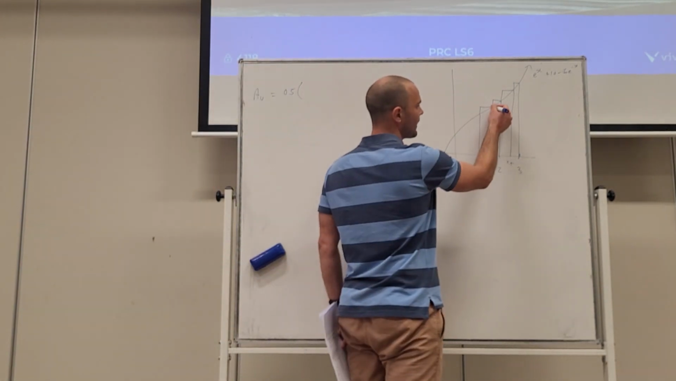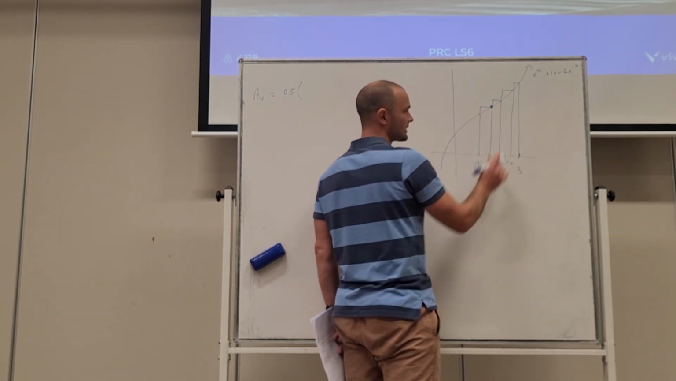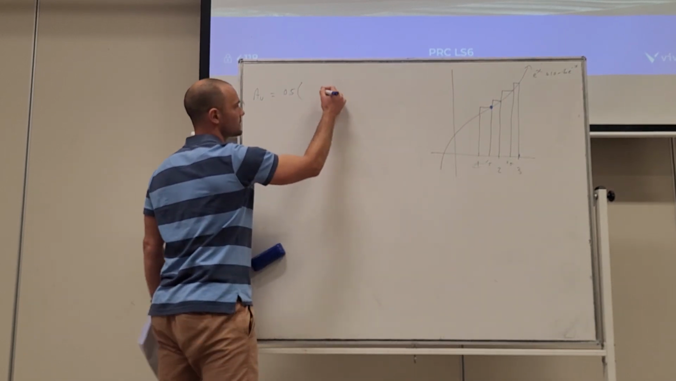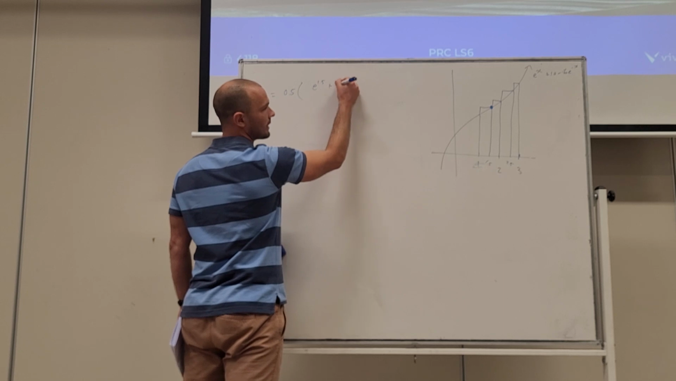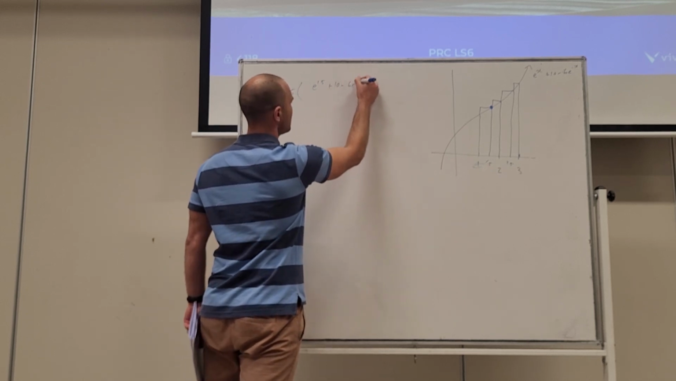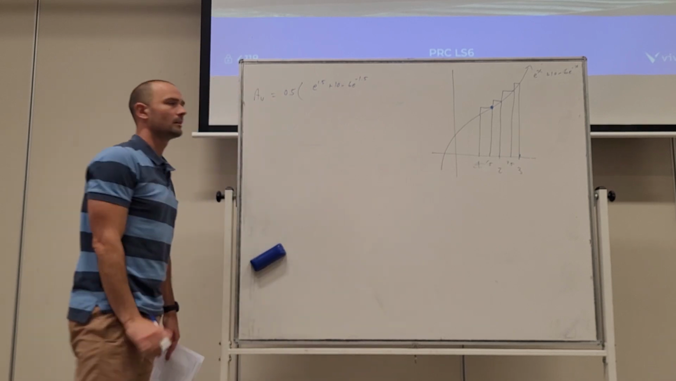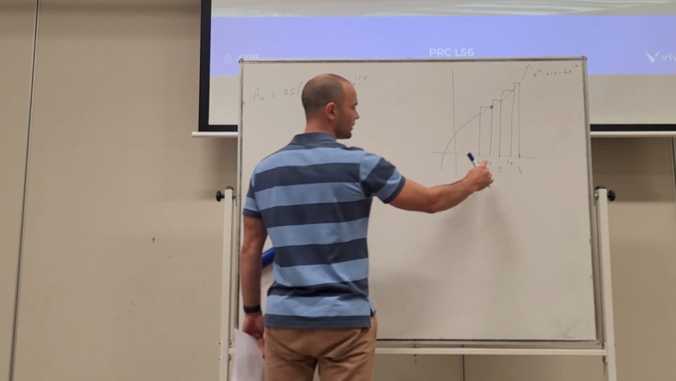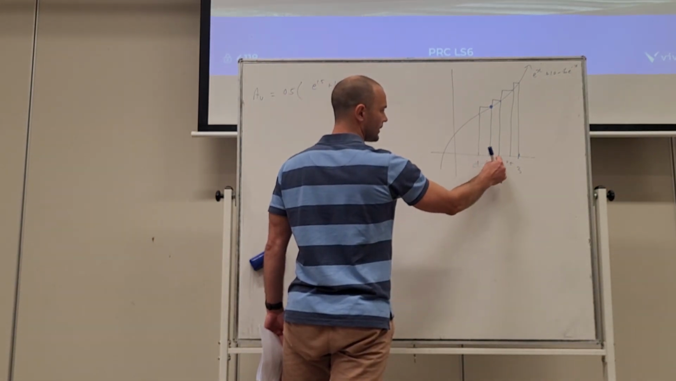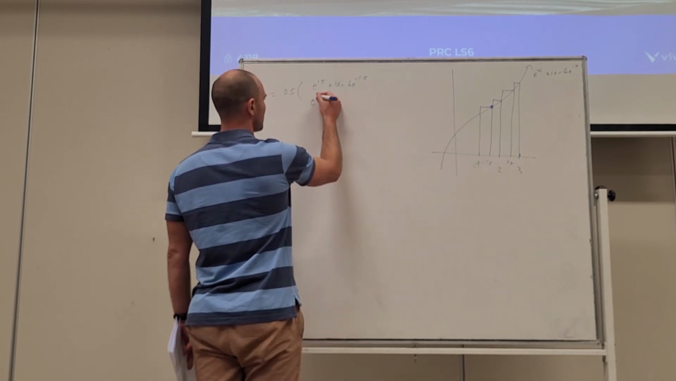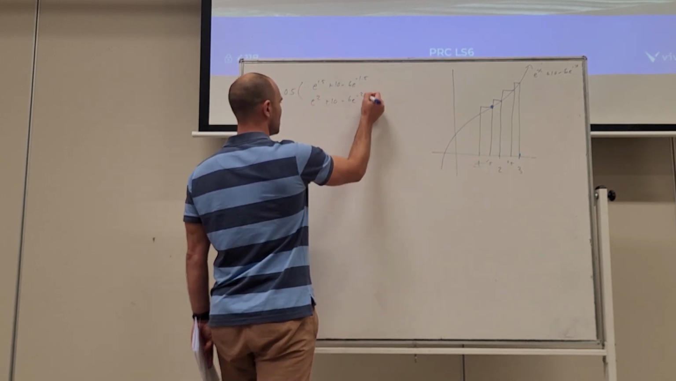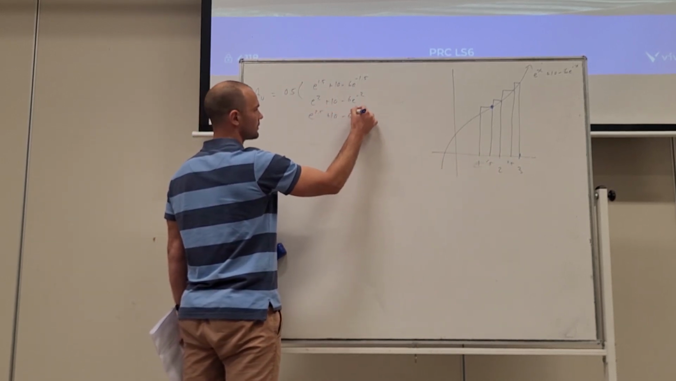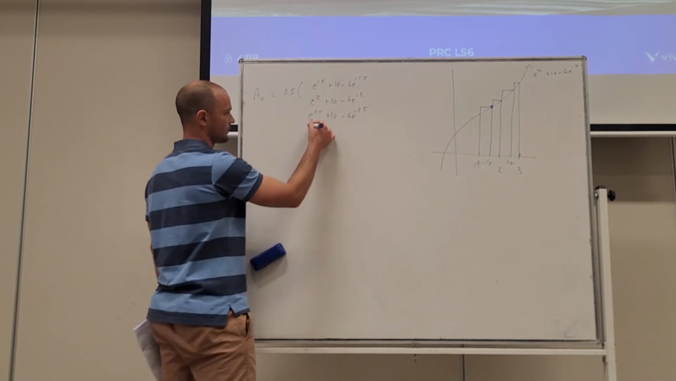So the y value of my first rectangle, I'm just taking the x value and putting it into the function. The y value of the first one is e to the 1.5 plus 10 minus 6e to the minus 1.5. That's the first y value. And then we have the second y value. The first y value was x is 1.5. The second y value is x is 2. So the same thing, but with x is 2. And then with x is 2.5. And then with x is 3.